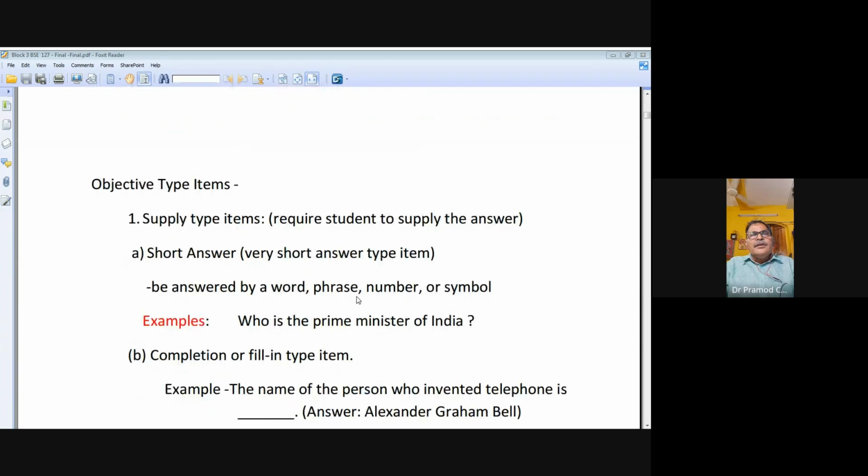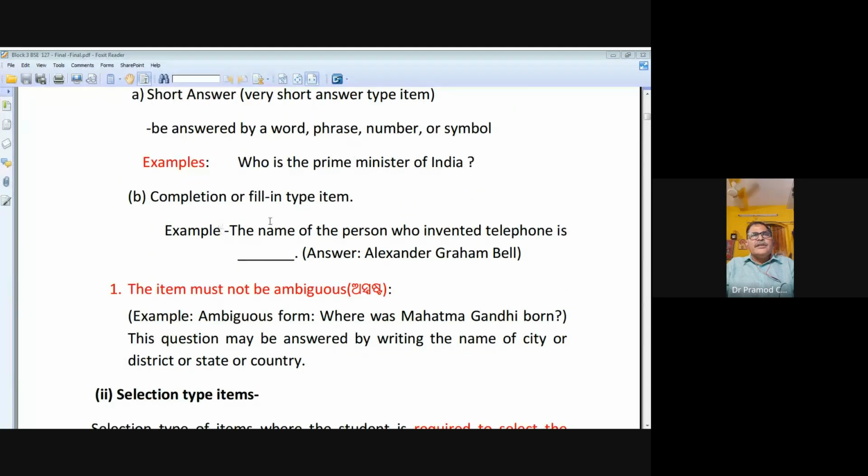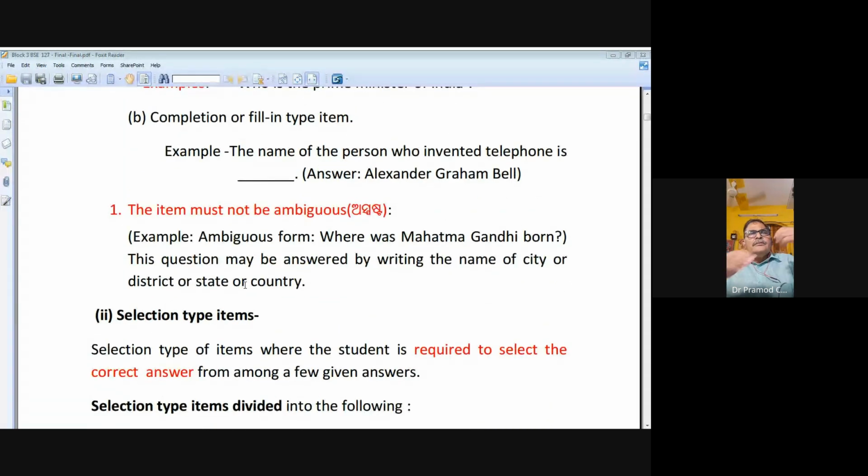But here supply type of the items, that means here the student is required to supply one answer. Short type answer, you will have to answer in a particular word or phrase or number. But there is some completion type of question is there, you know that is the dash purana. But the item must not be ambiguous. When we are giving the questions at the time, it should not be ambiguous. Ambiguous means अस्पष्ट होबनी, तार अर्थ स्पष्ट होइतबा दरकार.